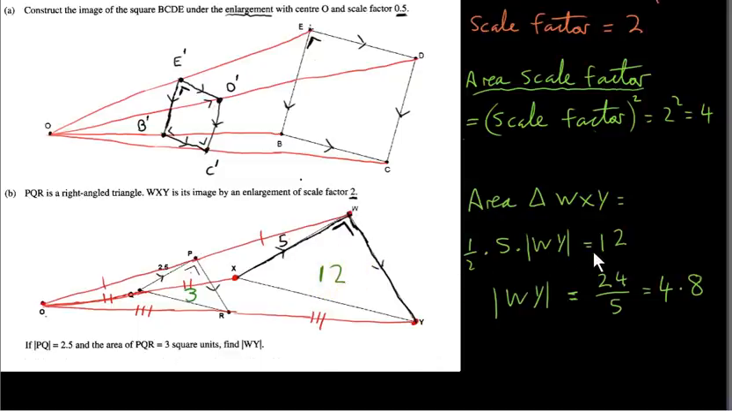So we solve this. We can multiply both sides by 2 and divide by 5. Multiplying both sides by 2, we get 5WY equals 24. WY equals 24 divided by 5, which is 4.8.